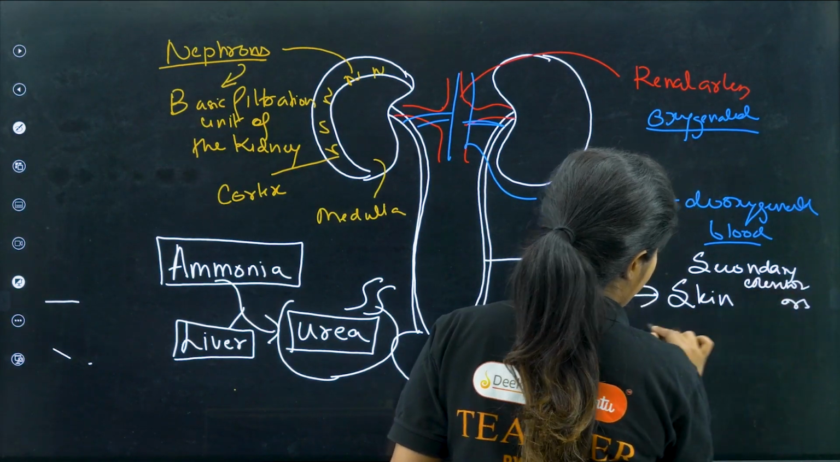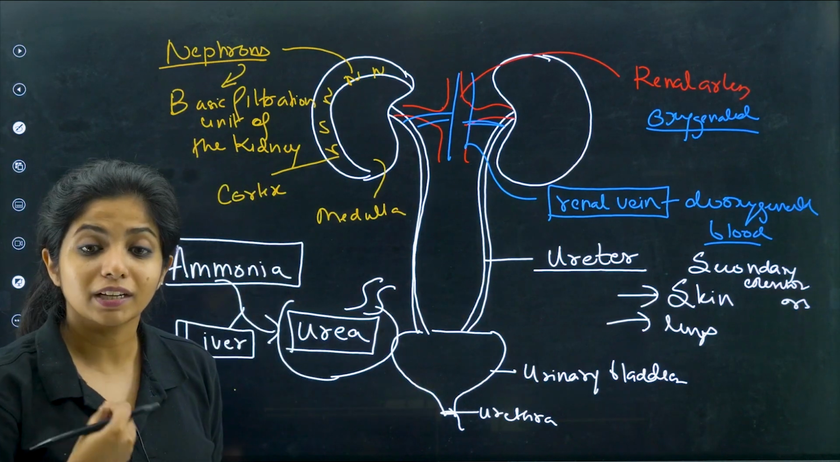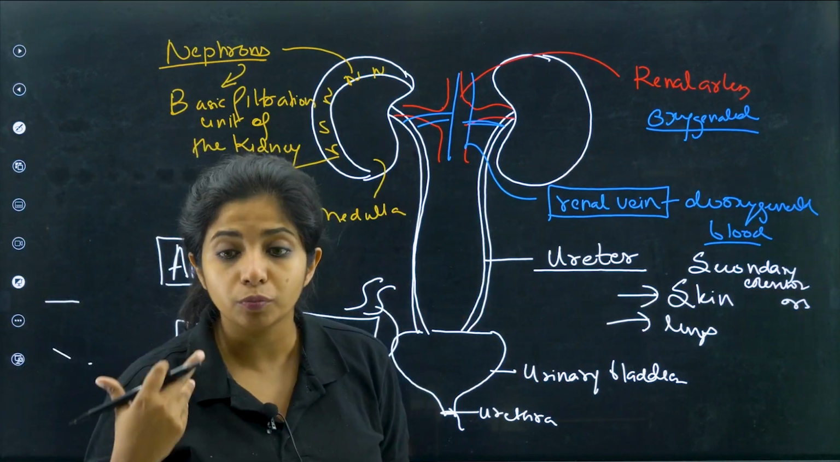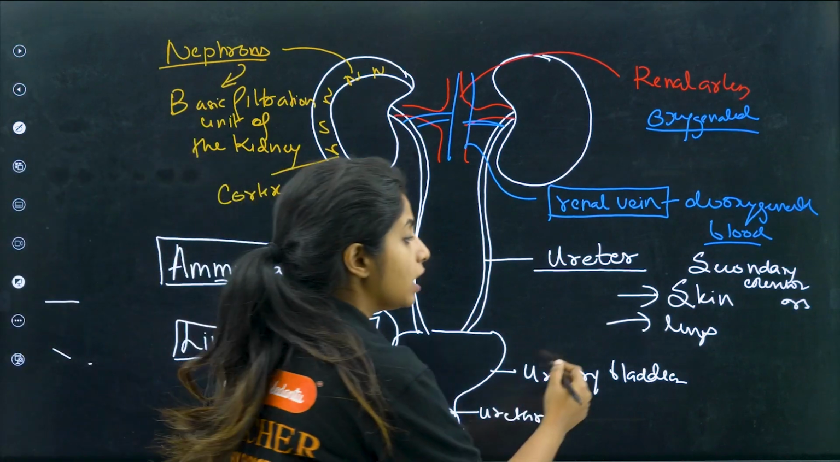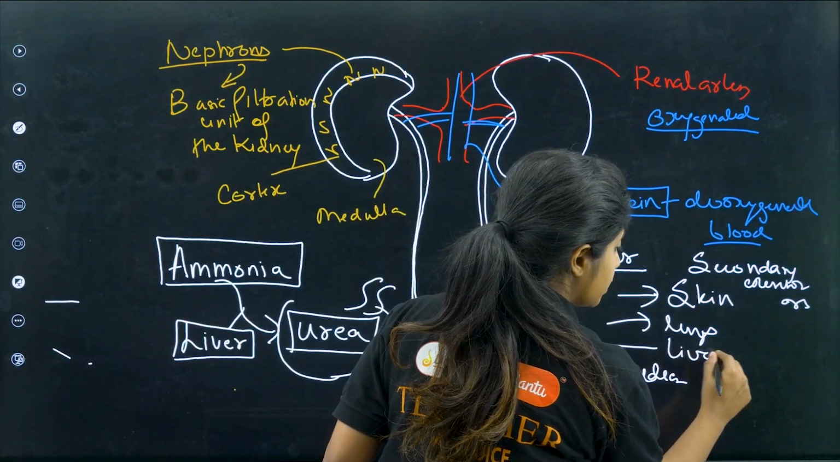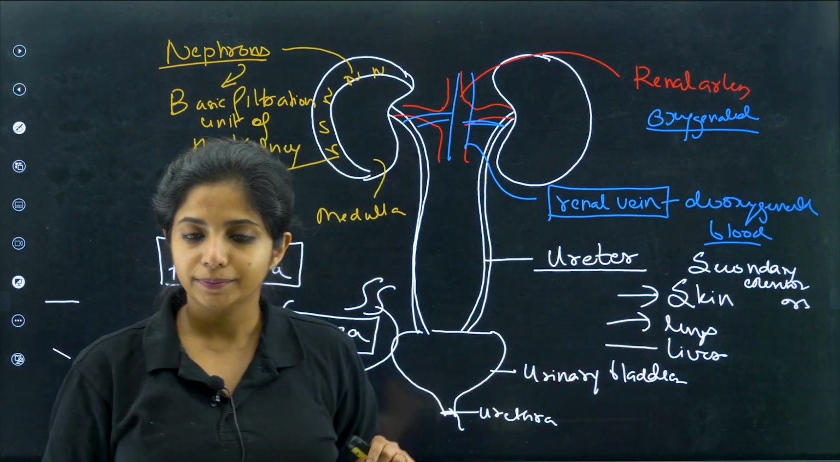Apart from that, you have lungs. Lungs give out carbon dioxide. Carbon dioxide is a metabolic waste. We need to remove it, so that is also an excretory organ. Next, the liver. The liver helps in the conversion of a lot of metabolic things which are toxic for us, so it is also acting as a secondary excretory organ.